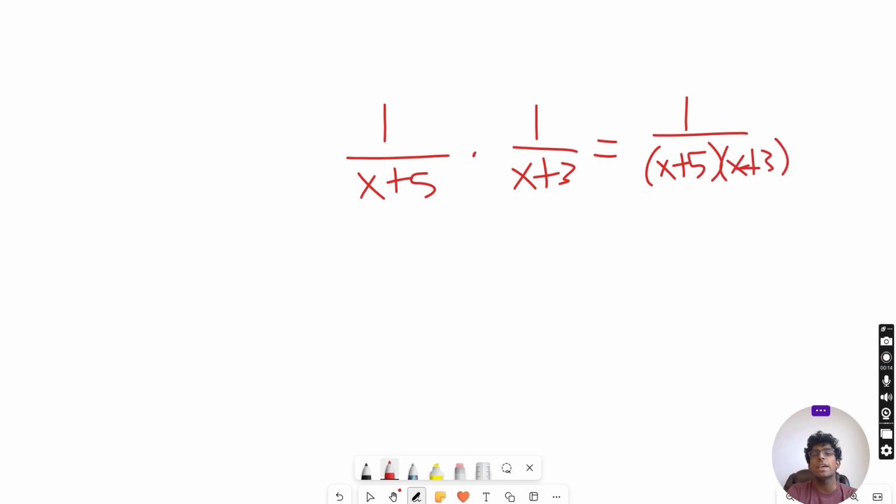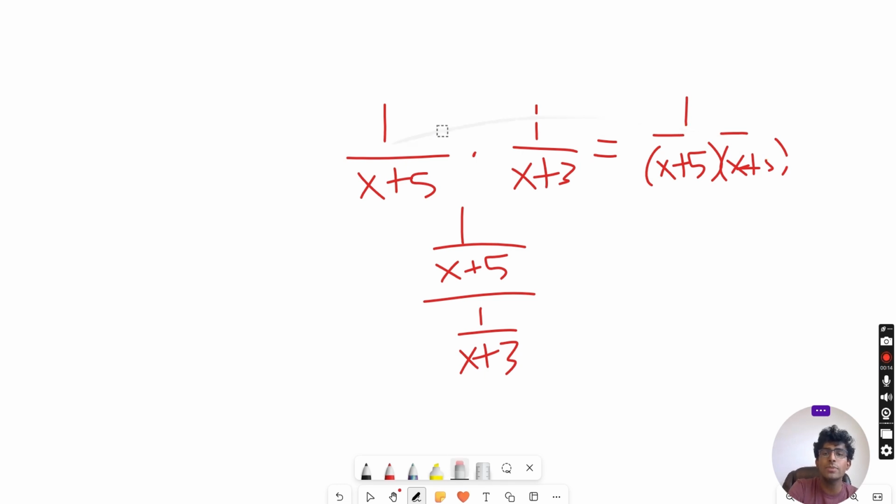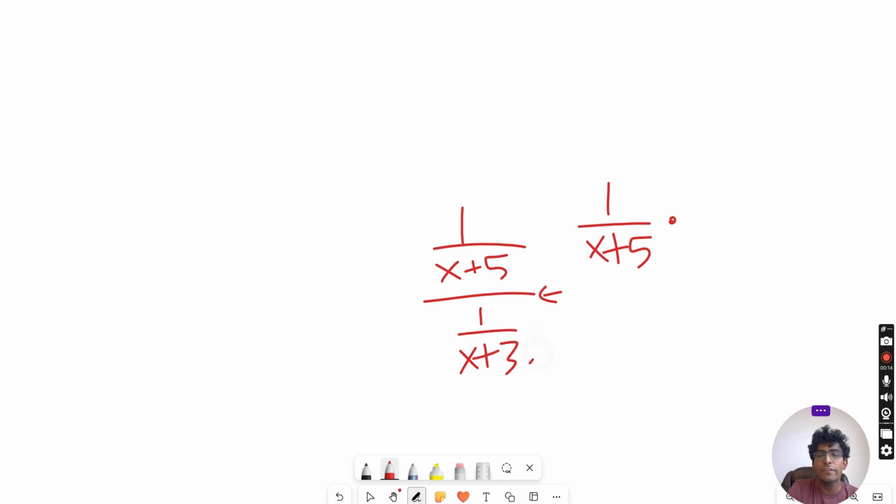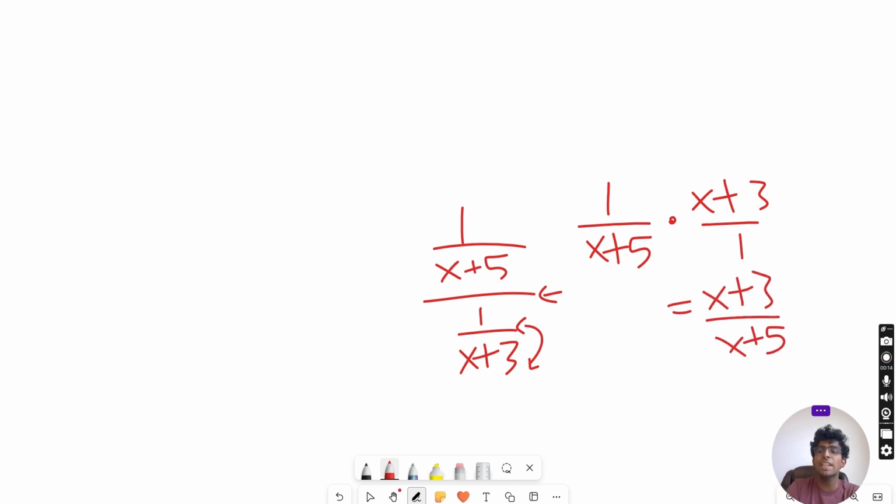If you're dividing these, it's still not very difficult. Remember, when we divide fractions, we're doing keep, change, flip. So we want to keep the first fraction of 1 over x plus 5. We want to change this division sign into a multiplication sign, and then we want to flip the second fraction into x plus 3 over 1, and then you just multiply it straight through: x plus 3 over x plus 5. So multiplying and dividing rational expressions is pretty easy.